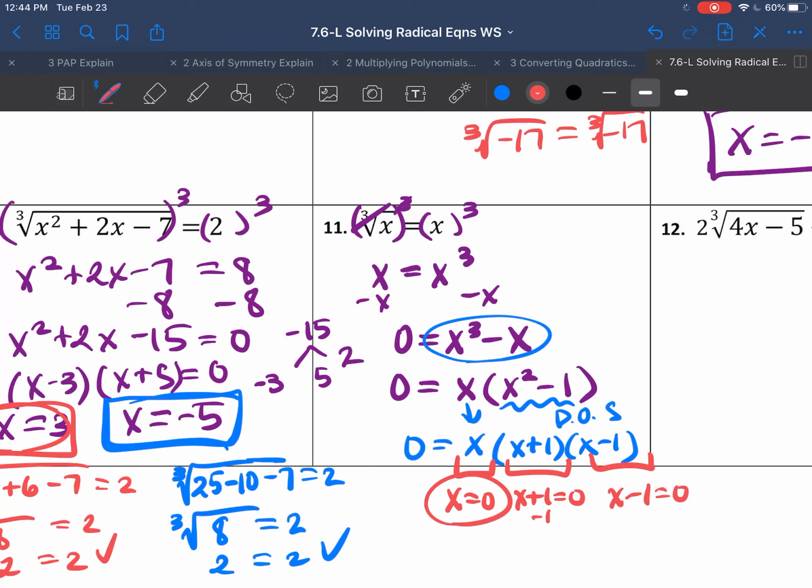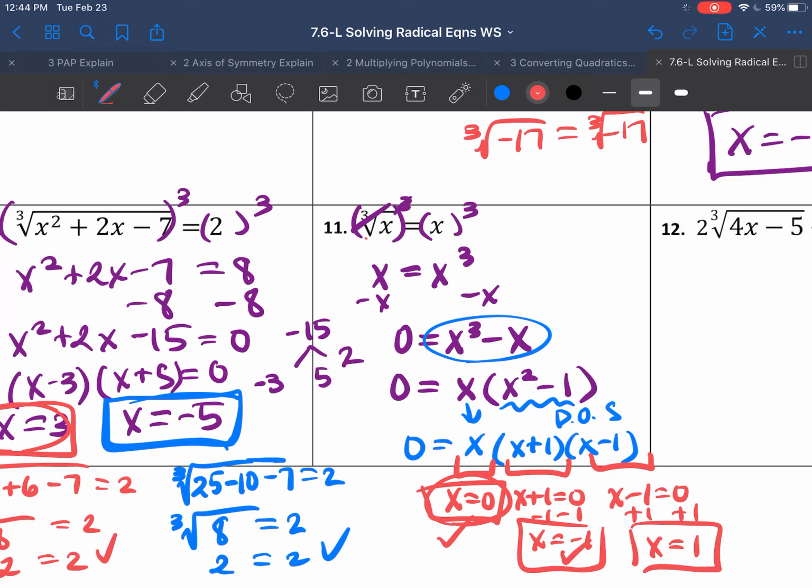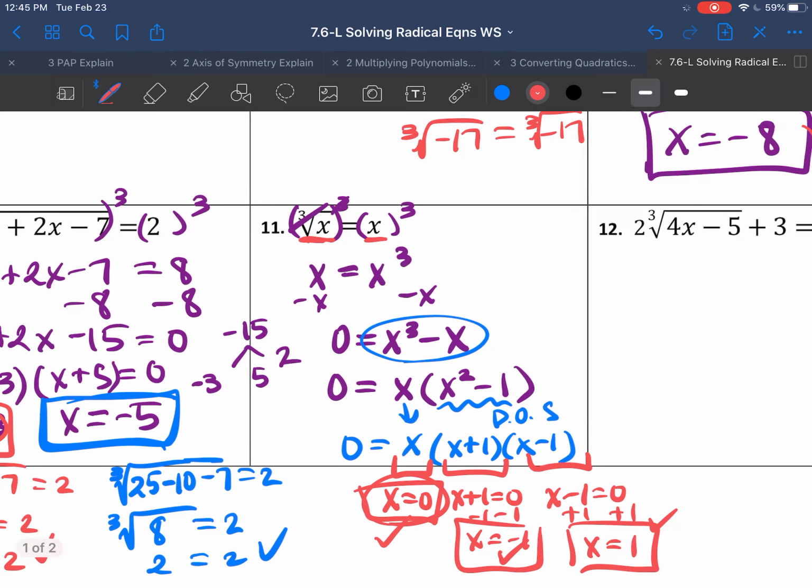In this case, I've got my solution. In this case, subtract 1. In this case, add 1. Okay, and all of these solutions do work. If you were to plug them back in, the cube root of 0 is 0. So that one works. The cube root of -1 is -1. And the cube root of 1 is 1. So basically this equation says, okay, which numbers have a cube root that is equal to the original number, which is 0, -1, and 1.